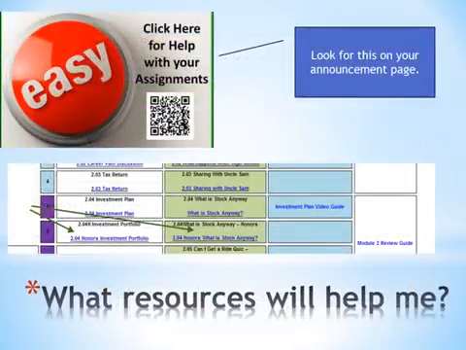So now we're going to talk about ways that you can do your research and start gathering information to do this assignment. The first place you want to stop at is on your announcement page. You'll see an easy button there, or your instructor will have some other type of logo there that says click here for help with your assignments. When you do, it's going to open up a new page, and there's going to be all kinds of help for nearly every assignment in this class.